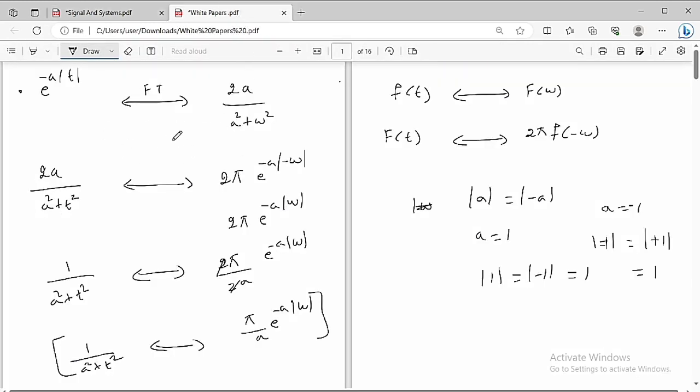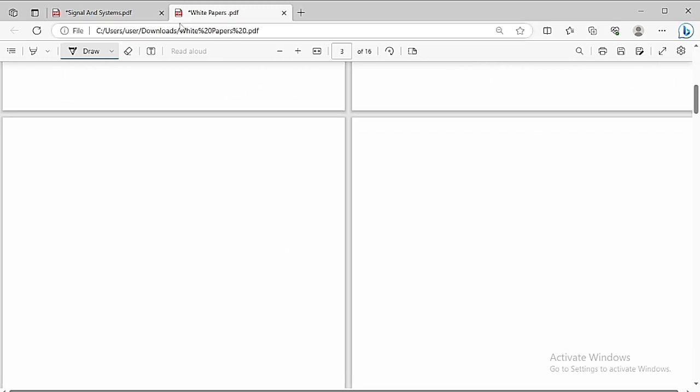So by using this relation, remember, e to the power of minus a into mod t is a Fourier transform of 2a by a square plus omega square. So if f of t has a Fourier transform F of omega, then capital F of t has a Fourier transform 2 pi into f of minus omega. So this is the duality. Here in place of omega I substitute t. Here 2 pi into, here in place of t I have replaced t by minus omega. So here we are going to get this one. Mod of minus omega is equal to mod of omega. Then I have divided by 2 on both sides, then I have got 1 by a square plus b square is a Fourier transform pi by a into e to the power of minus a into mod of omega. So this one I already told.